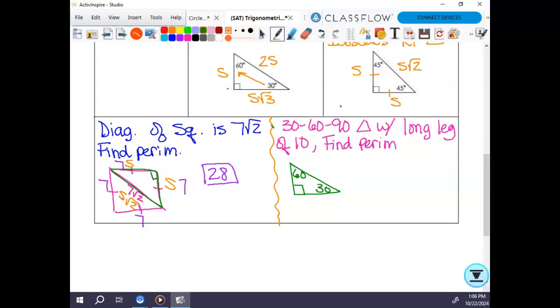Hypotenuse is the longest side because it's across from the biggest angle. So the smallest angle is across from the shortest side. So this would be the short leg, this would be the long leg. Does that make sense to you?